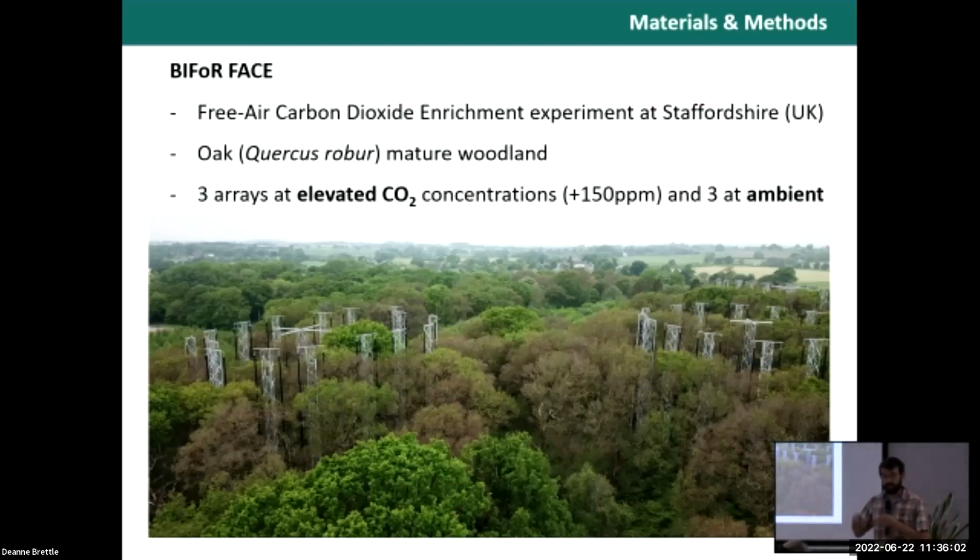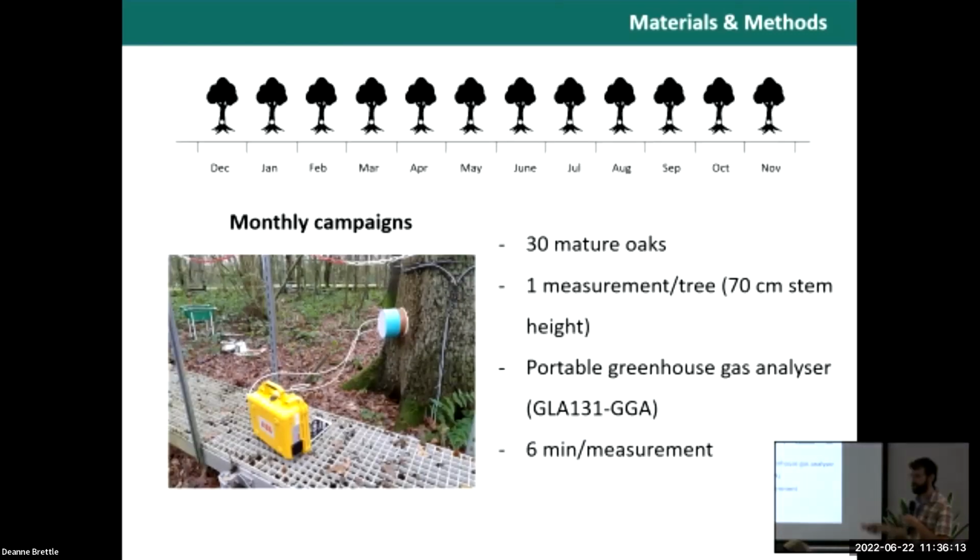So I studied stem fluxes at the BIFoR phase. You know, mature oak forest, we have 6 arrays, 3 ambient, 3 elevated CO2. And we were performing monthly campaigns. So we selected 13 trees, mature oaks, 5 per array, and we were measuring stem fluxes at 70 centimeters from the ground using a portable greenhouse gas analyzer, 6 minutes each measurement.